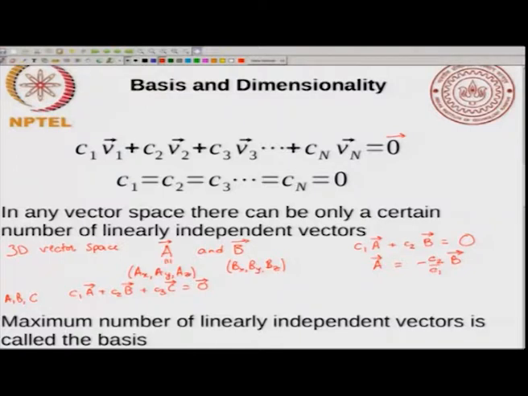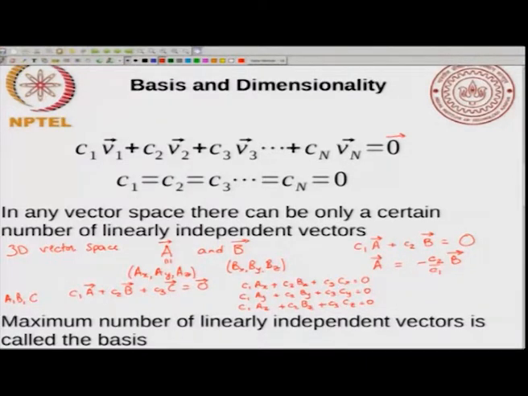What you will say is that if I write the x, y and z components of this, I will get three equations. C1 Ax plus C2 Bx plus C3 Cx equal to 0, and then C1 Ay plus C2 By plus C3 Cy equal to 0, and C1 Az plus C2 Bz plus C3 Cz equal to 0. So, these are the conditions. You have to have some C1, C2, C3 which are not all 0 satisfying these three equations. And you might remember from theory that these are all homogeneous linear equations, if you think of C1, C2, C3 as variables.